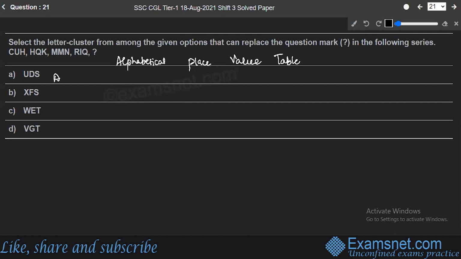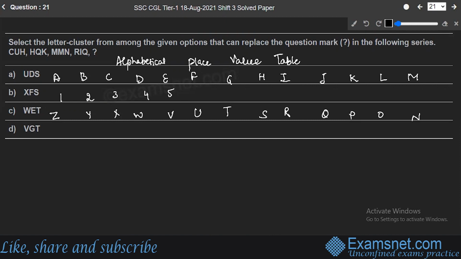I'm drawing this table once again for you. So this is A, B, C, D, E, F, G, H, I, J, K, L, M, N, O, P, Q, R, S, T, U, V, W, X, Y, and Z. This is starting from the number 1, 2, 3, 4, 5, 6, 7, 8, 9, 10, 11, 12, 13, 14, 15, 16, 17, 18, 19, 20, 21, 22, 23, 24, 25, and 26.